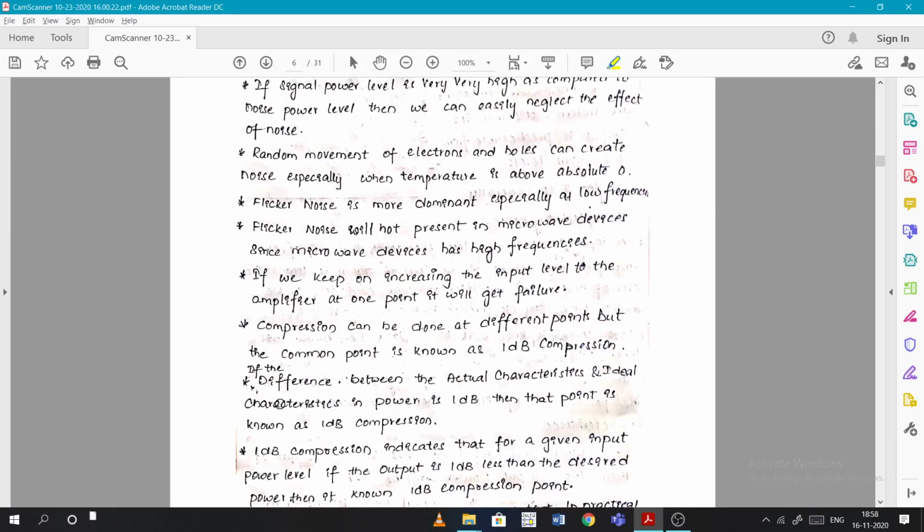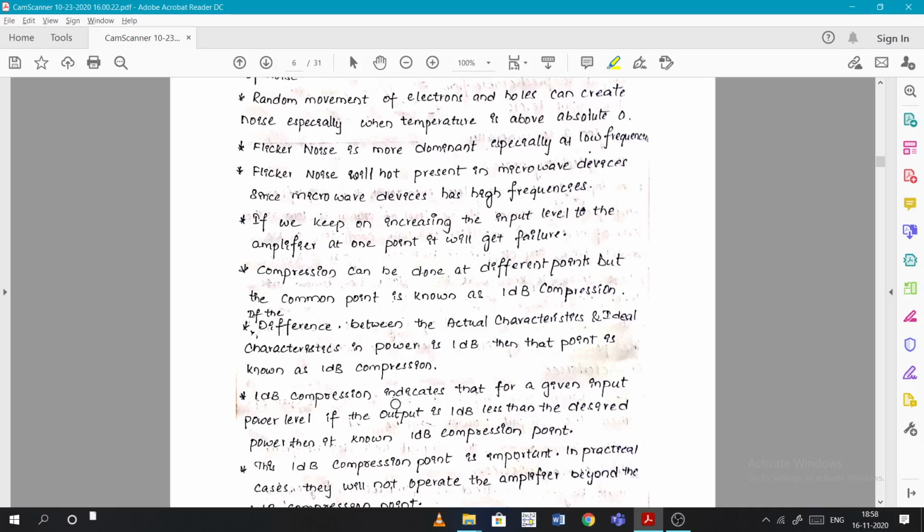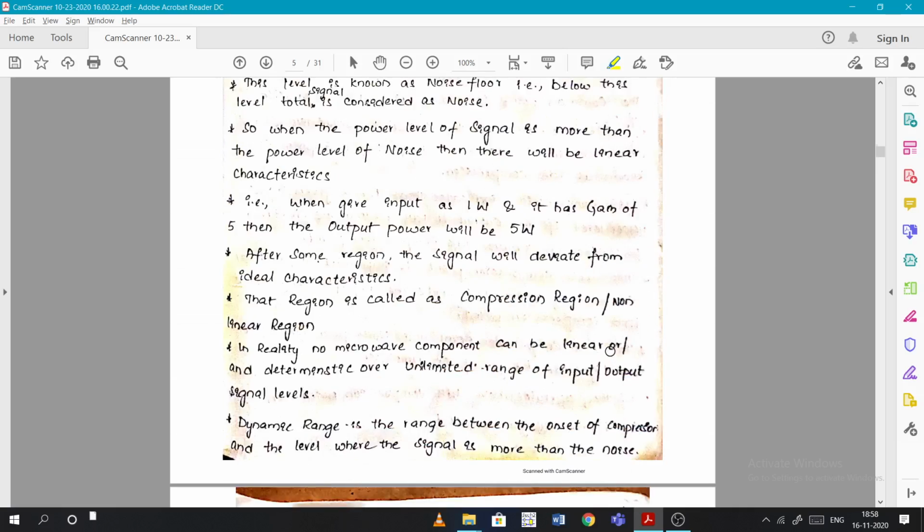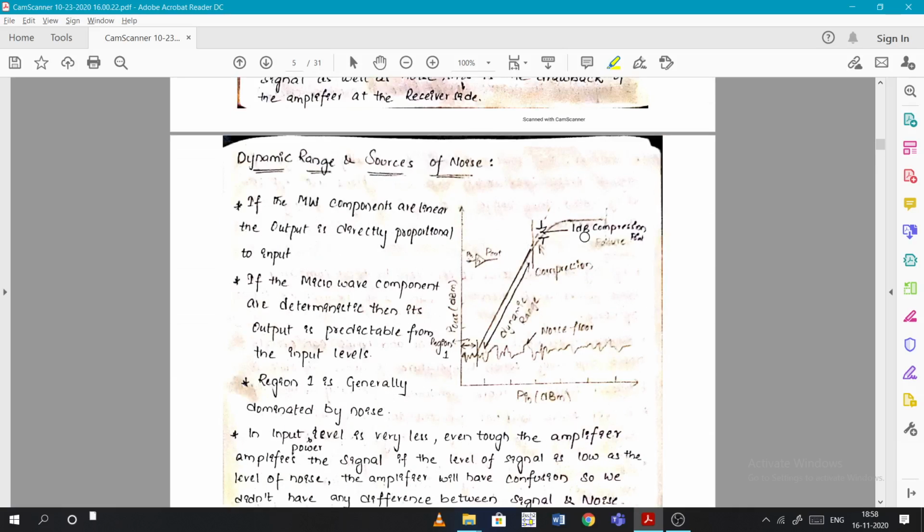Wait, I'll show the definition. The 1 dB compression indicates that for a given input, the power level of the output is 1 dB less than the desired power. That means, for example, if I give an input of 2 dB, I have to get 10 dB. But what is happening? I got only 9 dB as output. That means for a gain of 5 I have to get 10 dB, but I am getting 9 dB. So there is a difference of 1 dB, right? That point we call the 1 dB compression point.